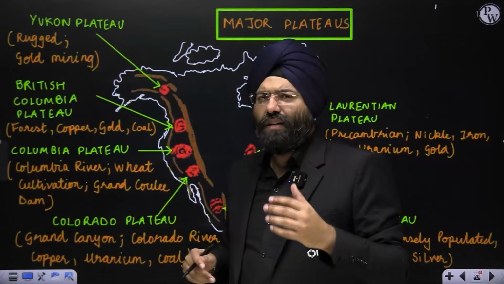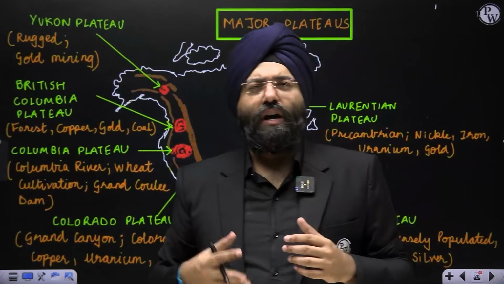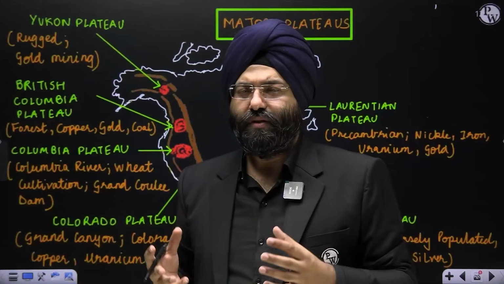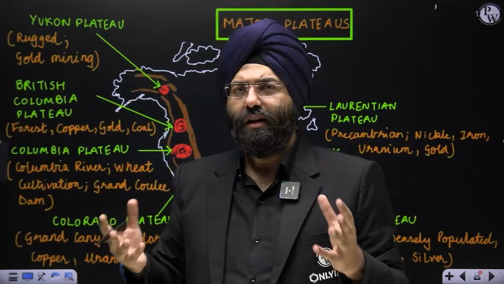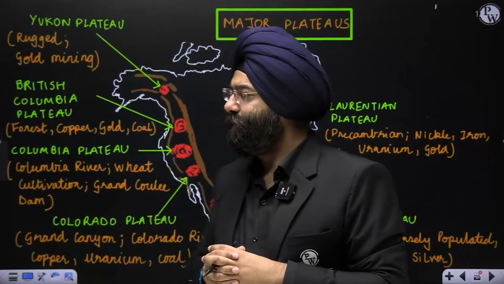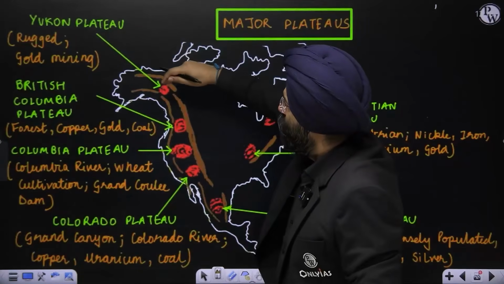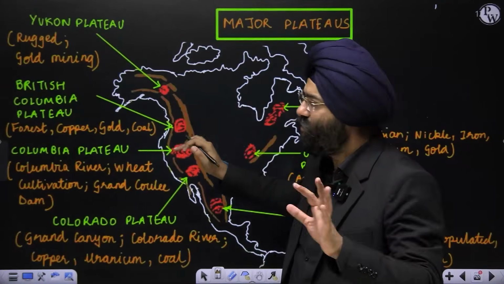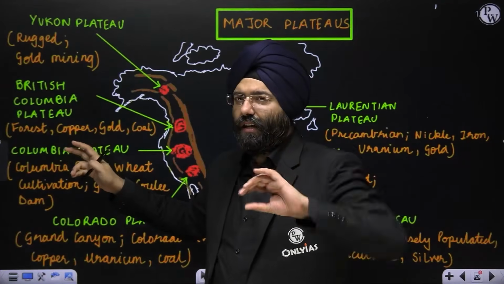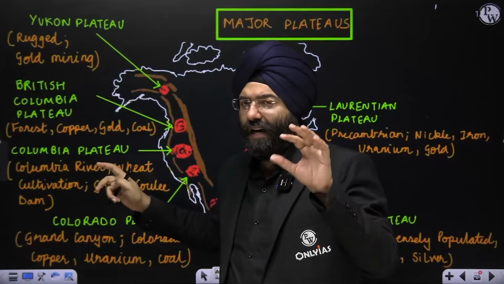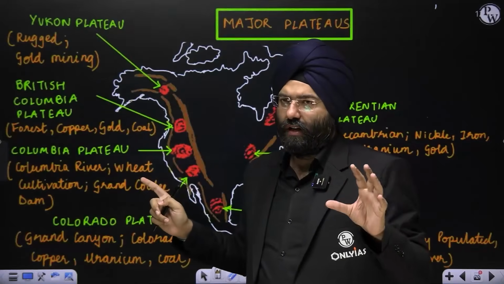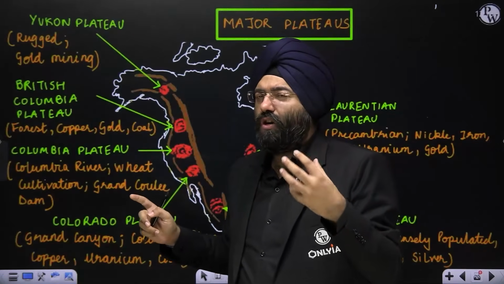It is very similar to the plateau regions in India, such as the Chota Nagpur Plateau, which are full of important minerals. Similarly, these regions are also very important sources of minerals. If you move a little south over here, you have the British Columbian Plateau. Now, the British Columbian Plateau again is heavily forested, though mining has been done, and copper, gold and coal are also found over here.